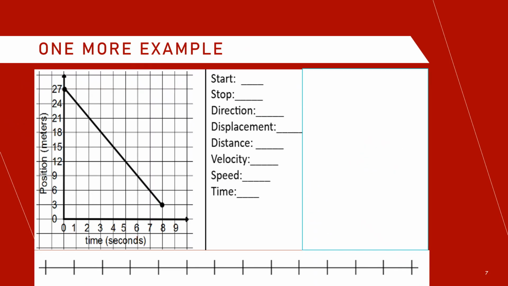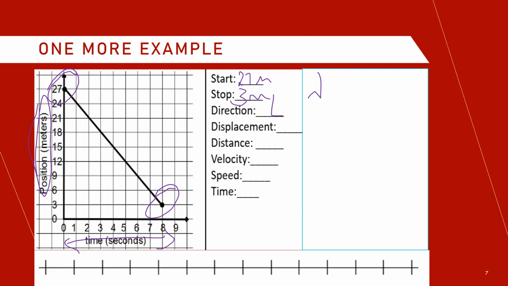This is another example, but in this situation we have an object that is actually traveling to the left or backwards. It starts off with a position of 27, ends up at position 3 meters in a total time of 8 seconds. So my starting point is 27 meters. My ending point is 3 meters. The direction is going to the left or backwards.